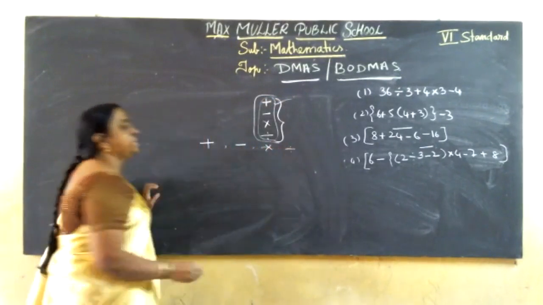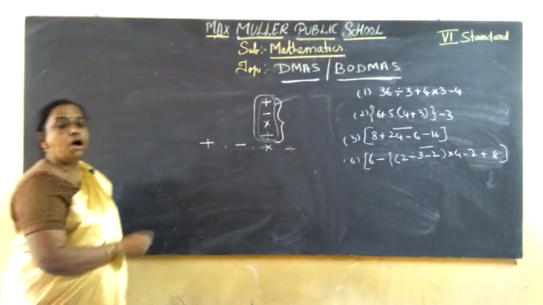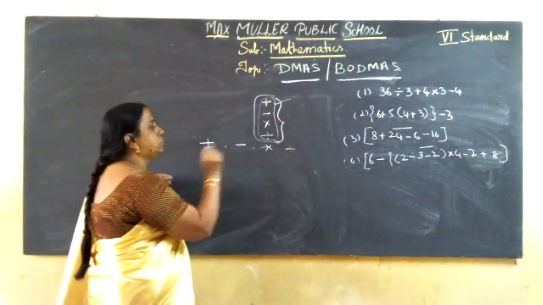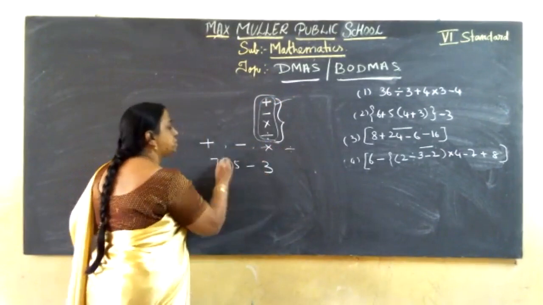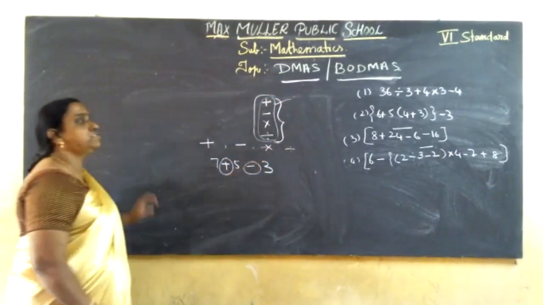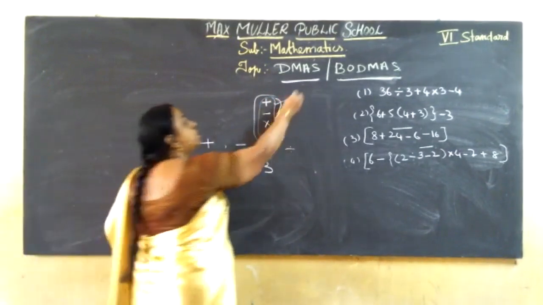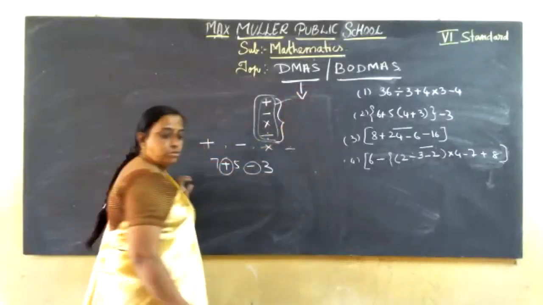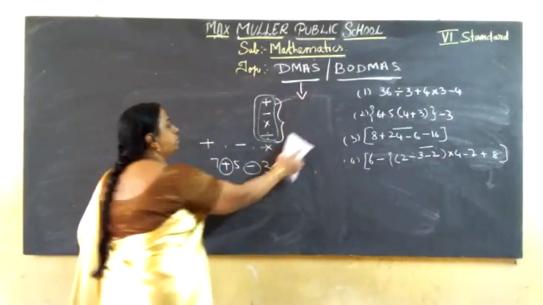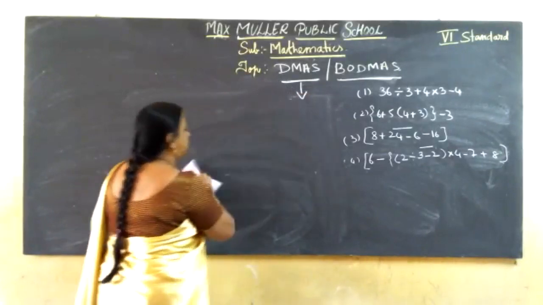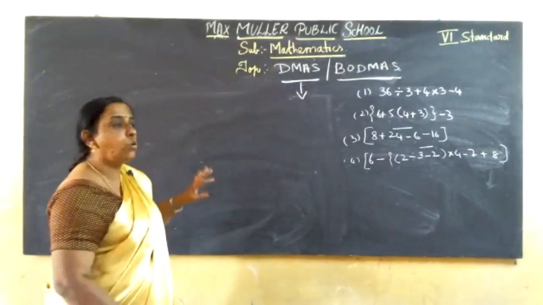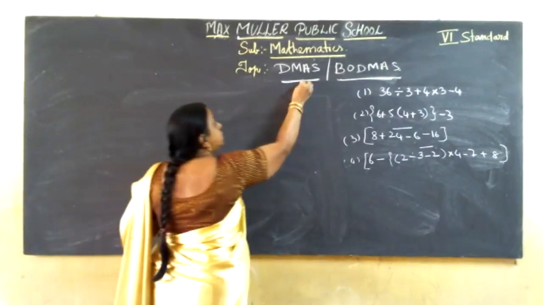how to subtract, how to multiply and how to divide. But if any two operations or more than two operations occur in one question, for example 7 plus 5 minus 3, where two operations are there, what should you do? We should follow BMAS rules. If a question has more than two operations, we should follow BMAS rules.